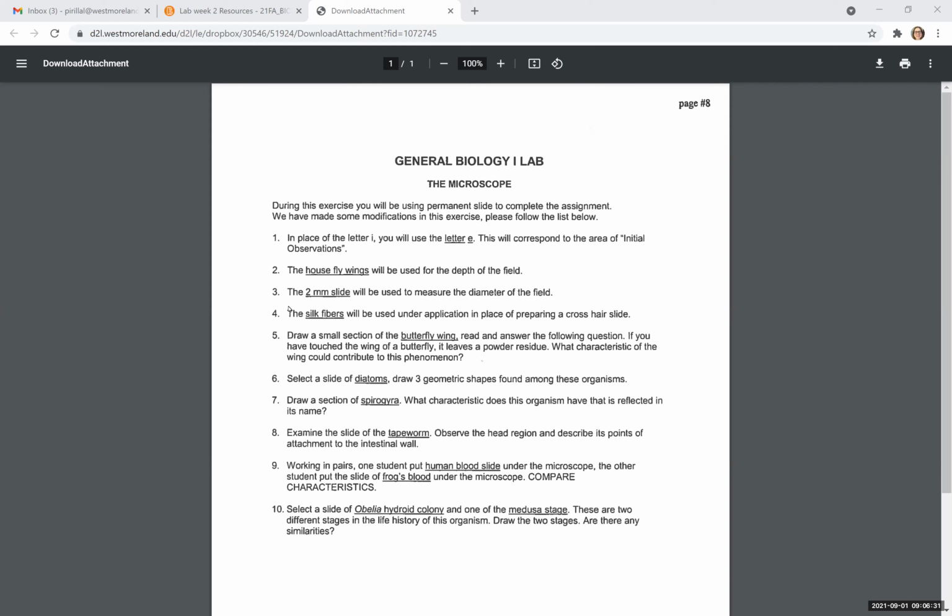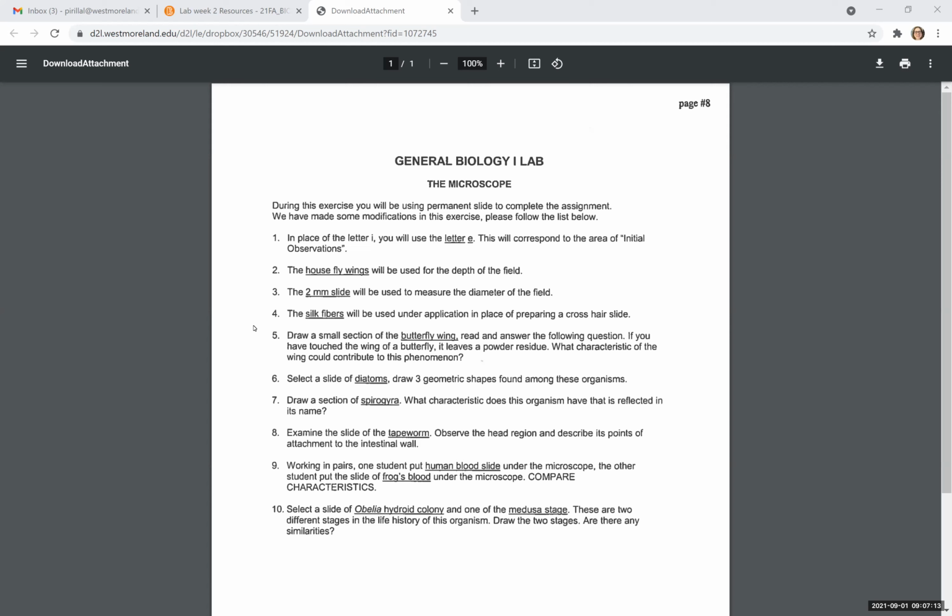For the diameter of field, on number 3 here, that corresponds with assignment 4 on page 20 and 21. It spills over a little bit onto the next page. And for number 4 on this page, it refers to silk fibers in place of a crossed hair slide. The crossed hair slide that they're talking about is used in assignment 5, which starts on page 21 of the textbook. So instead of using hairs, we're going to use these silk fibers instead.